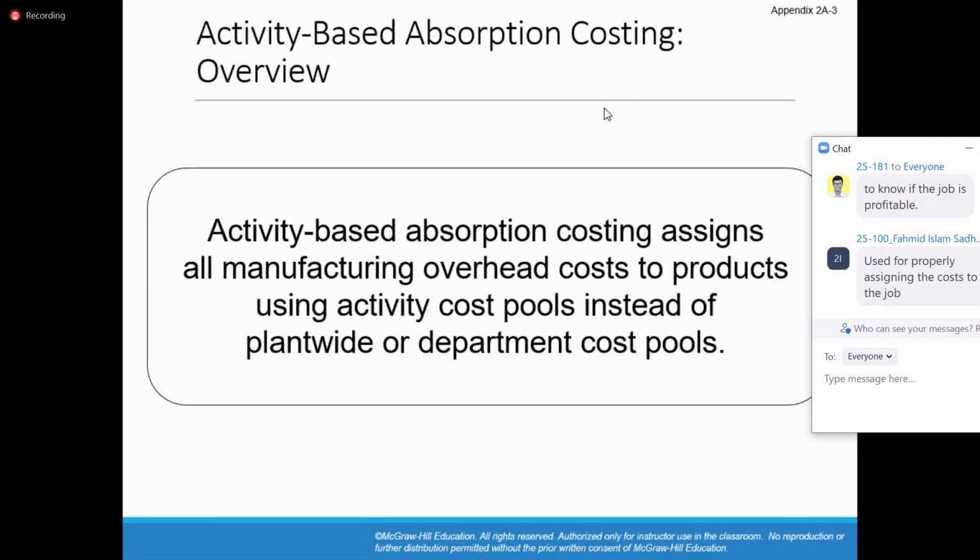So if you forget the purposes, please try to reiterate. Otherwise, you will see that some numbers are playing before your eyes and you are getting no meaning of what the usage of playing with these numbers will be. So obviously we are playing with some numbers, but we have some purposes and we are trying to direct ourselves to those purposes. Okay. So activity-based absorption costing. What is it about?